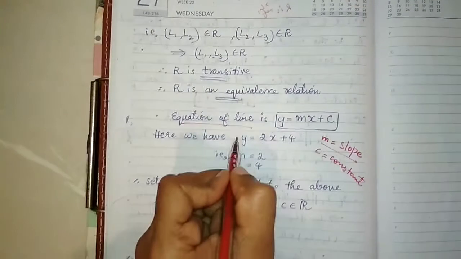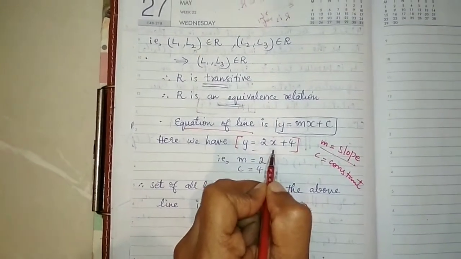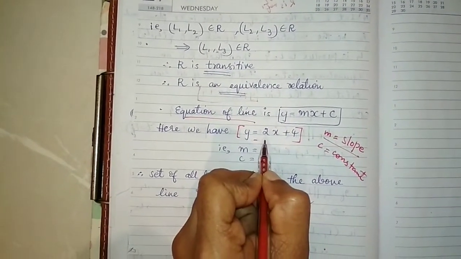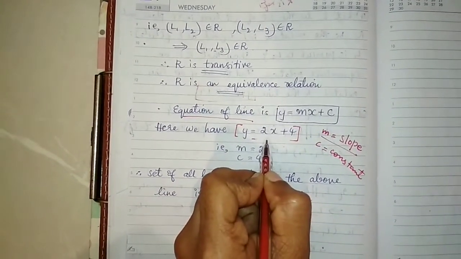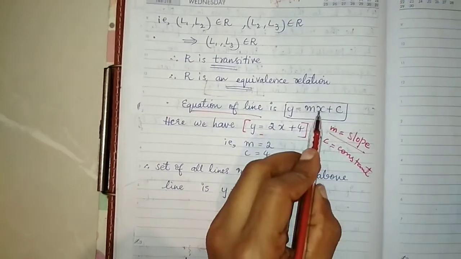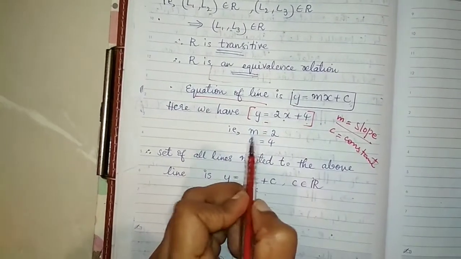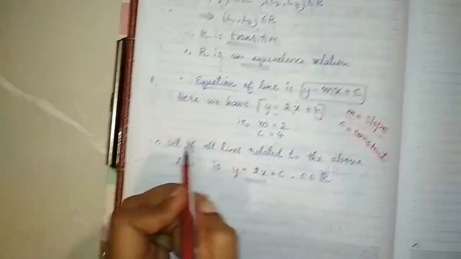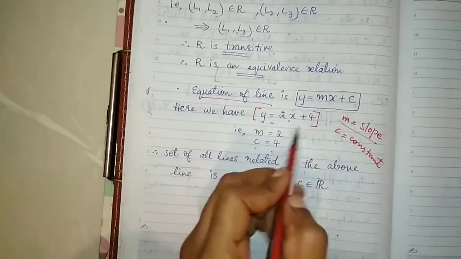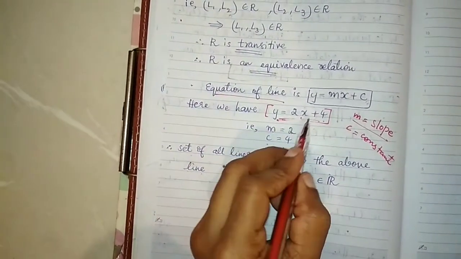In this question you have y equal to 2x plus 4. So you have to find all the lines related to this line. Simply, you have to write what m is. So y equal to mx plus c: m is your 2, x is x itself, and c is your 4. m equal to 2, c equal to 4. Therefore, the set of all lines related to the above line, which is this one, will give you the answer.